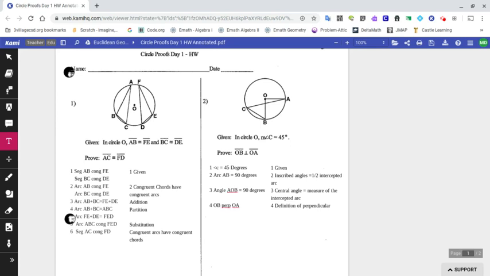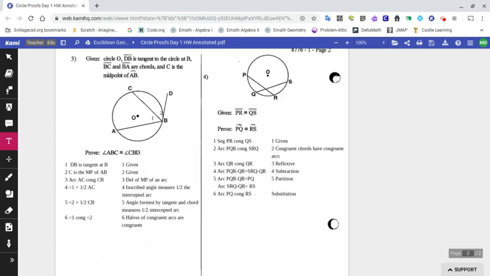So in number 2, we're actually talking about the actual measurements of the angles. Given angle C is 45, that makes arc AB 90 because the inscribed angle equals half the intercepted arc. So if the angle is 45, the arc is twice the angle. So that would be 90. So that makes angle AOB 90 degrees because the central angle will equal the measure of the intercepted arc. And we just above said the arc AB was 90 degrees, so the central angle must be 90. And if that's true, then OB must be perpendicular to OA by definition of perpendicular.